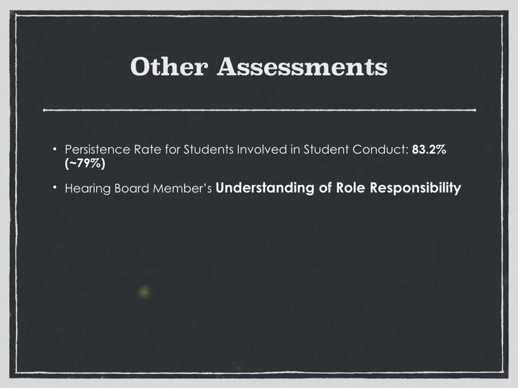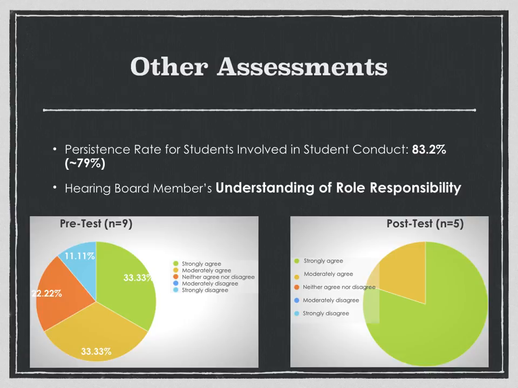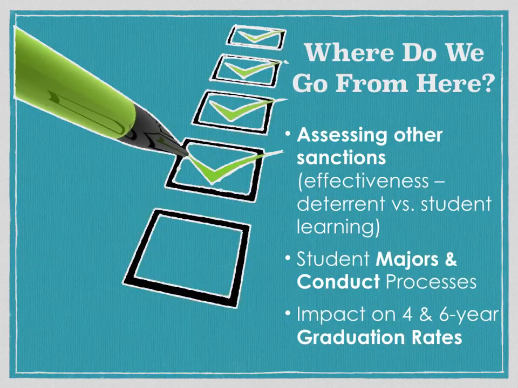We also surveyed our hearing board members who serve in a formal adjudication role, assessing their understanding of their role and responsibilities pre and post training. These individuals work in a formal capacity to adjudicate student behavior should a student select to appear before them. Here you will notice that we moved from having a third of our hearing board members not possessing an understanding of their role and responsibilities to 100% possessing that awareness after completing training.